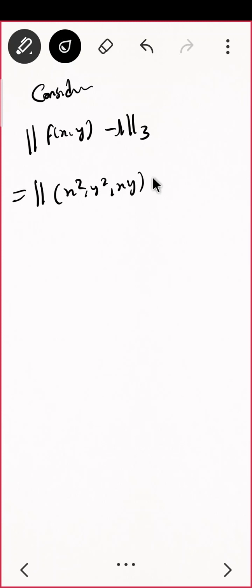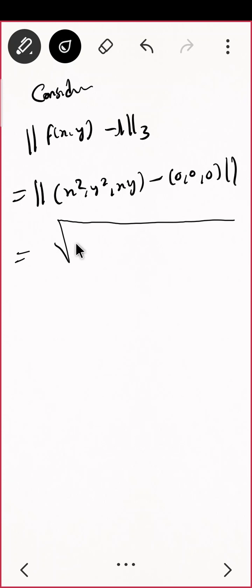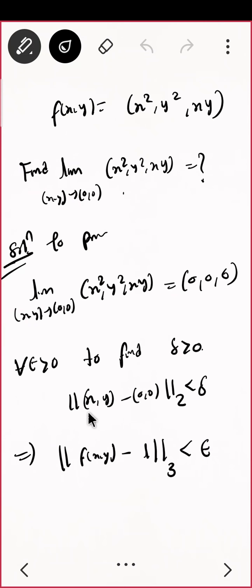Consider norm of f of (x,y) minus L, over 3 variables. That is the norm of f of (x,y), which was (x square, y square, xy), minus (0,0,0). So what will be the norm? How is it defined in three variables? Same thing as the previous one. It will be the square root of x to the 4 plus y to the 4 plus x square y square. Can you relate this with this? This is just the square root of x square plus y square less than delta, just like this, since it is a norm.